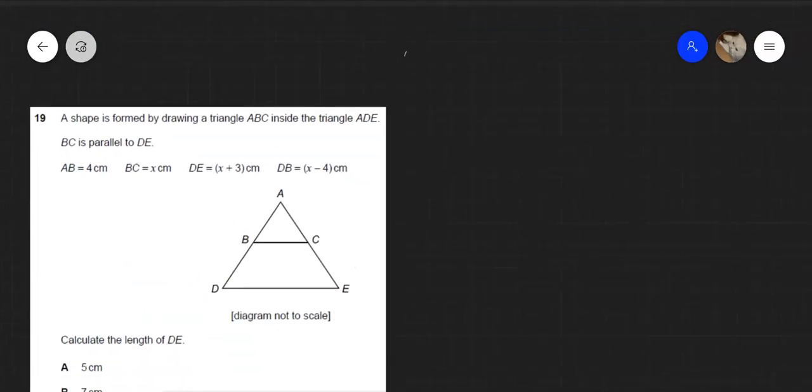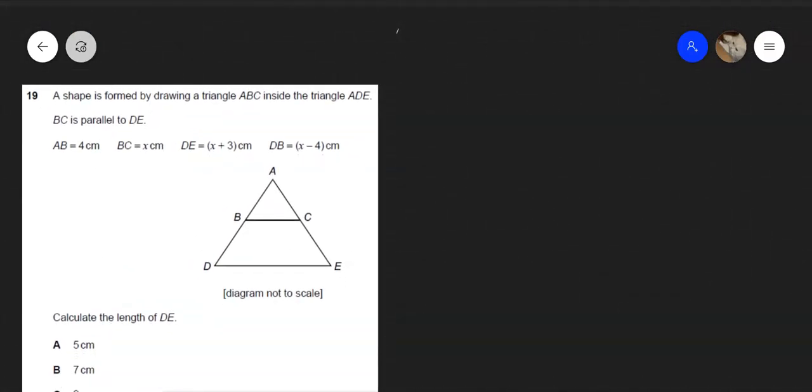Question 19. A shape is formed by drawing a triangle ABC inside the triangle ADE. BC is parallel to DE. AB is 4 centimeters. BC is x centimeters. DE, the base of the bigger triangle, is x plus 3 centimeters, and DB equals x minus 4 centimeters. We need to calculate the length of the side DE.